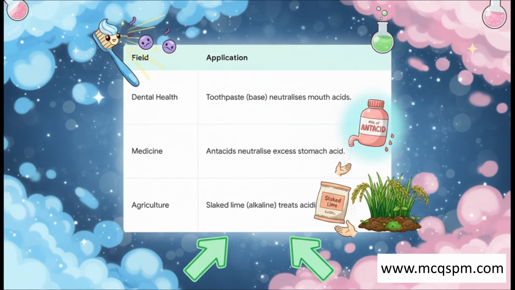And it goes way beyond that. Every time you brush your teeth, your basic toothpaste is neutralizing the acid produced by bacteria in your mouth. Get heartburn? That antacid you take, like milk of magnesia, is just an alkali neutralizing that extra stomach acid.